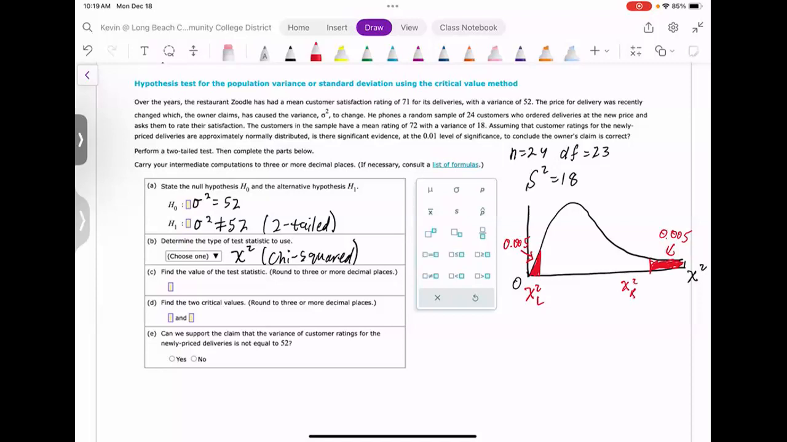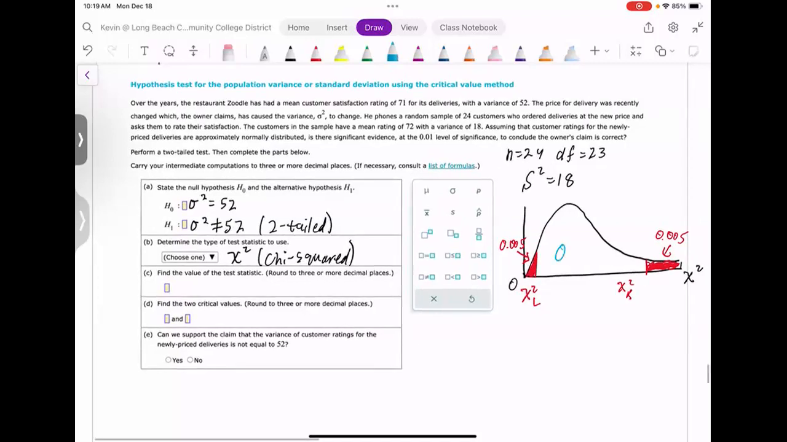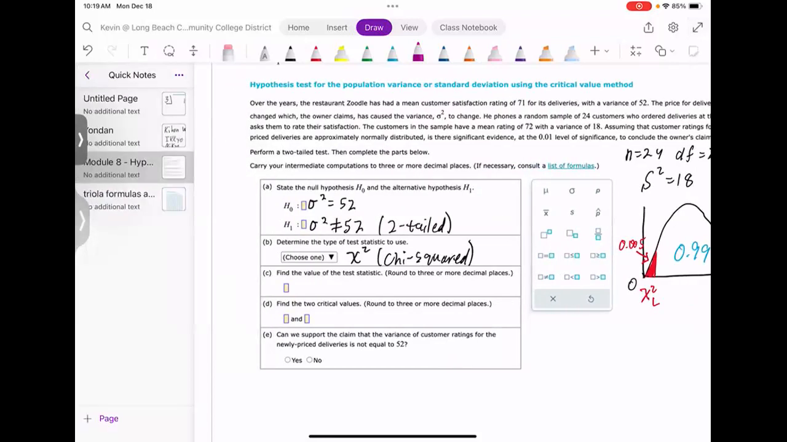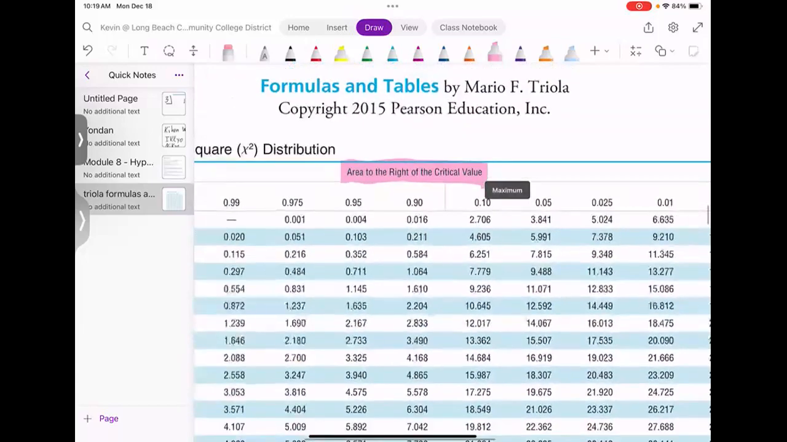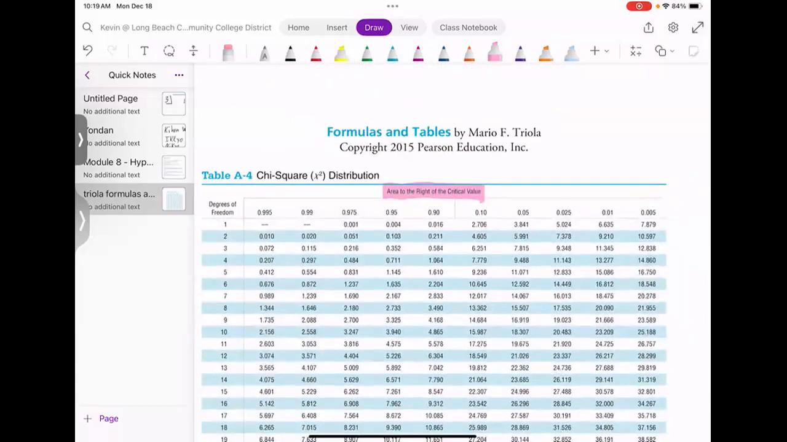Now, to do that, I'm going to have to use my table. I want to point out that in the middle here, that's 99%. And what that means is the area to the right. Let me point this out real quick. I want to show you in our table, and I know the print is very small, but this is going to talk about area to the right of the critical value. We can see that there. We'll come back to that.